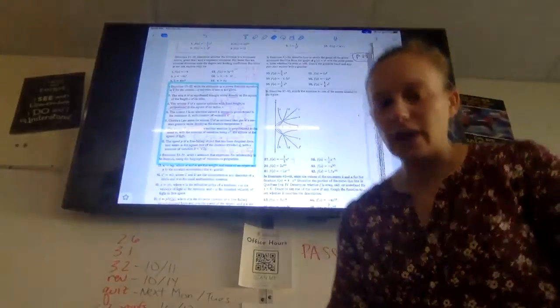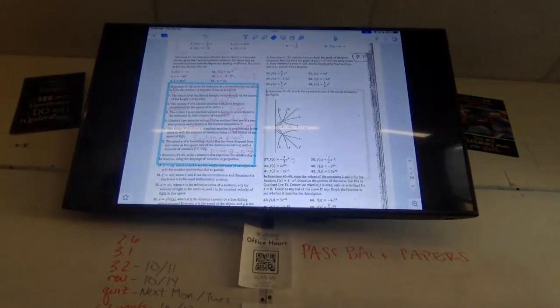Okay, we left off yesterday. I was trying to get through these graphs and we didn't. So let's get through those graphs really quickly. We've got a few more textbook problems, a couple word problems, and then I want to start looking at graphs.